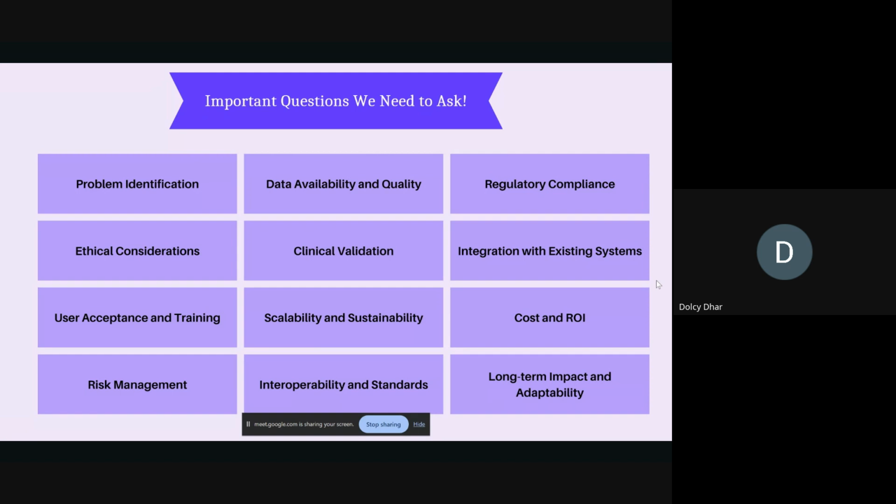Integration with existing systems. Can we introduce AI to the already available medical devices? Can we introduce AI to the MRI machines, or maybe blood report places where concentrations of blood are carried out, cultures? Can we automatically integrate our current AI systems into these? Then user acceptance and training.